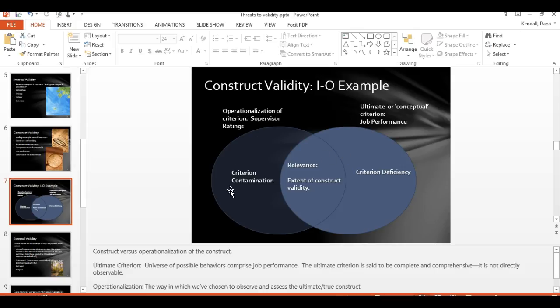And then over here we have the operationalization of that construct, and we're going to use supervisor ratings. Now I could have used you guys as student evals as well. That's another operationalization of my performance. To the extent that these overlap, we have construct validity or relevance. So my universe of possible behaviors, everything that I do for my job, and then supervisor ratings captures that to some extent, but not a lot. So let's think about the reason for why that might be.